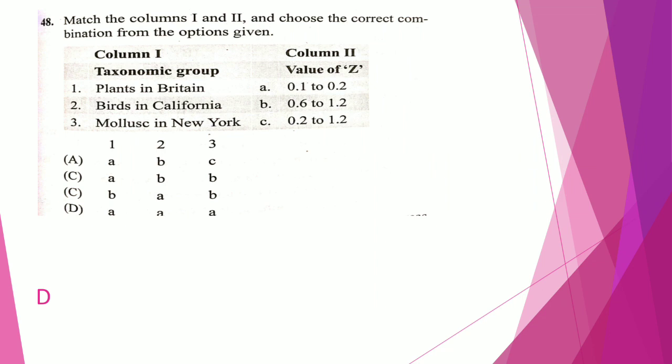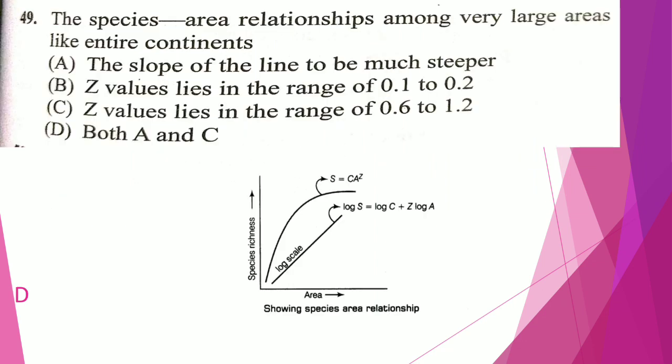The Z value for plants in Britain is 0.1 to 0.2. Birds in California, again the same, 0.1 to 0.2. Next, mollusca, again 0.1 to 0.2. That means the answer is D. All the things are the same, where the Z line is in the range of 0.1 to 0.2. You can't see much variation.